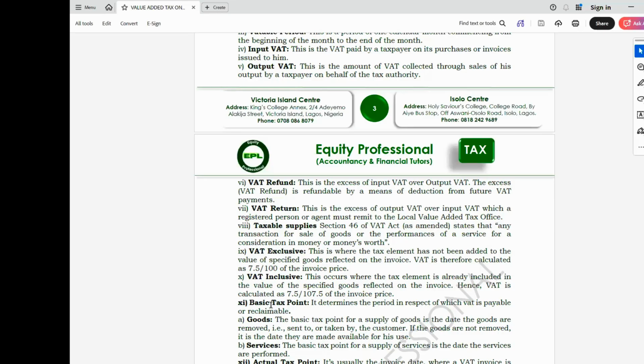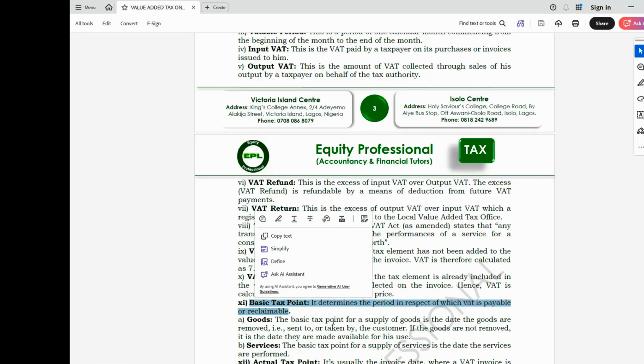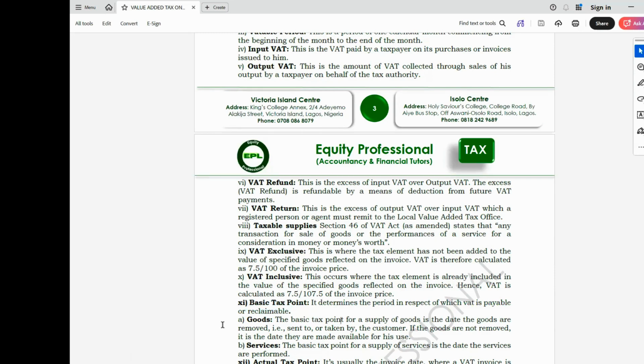Then we have the tax point. The tax point determines when to charge the value added tax. Under the tax point, we have the basic tax point and the actual tax point. The tax point is just the determination of the period in respect of which your VAT is payable or reclaimable. That is, in what period are you going to start paying the VAT, or in what period does the VAT become reclaimable or become payable.